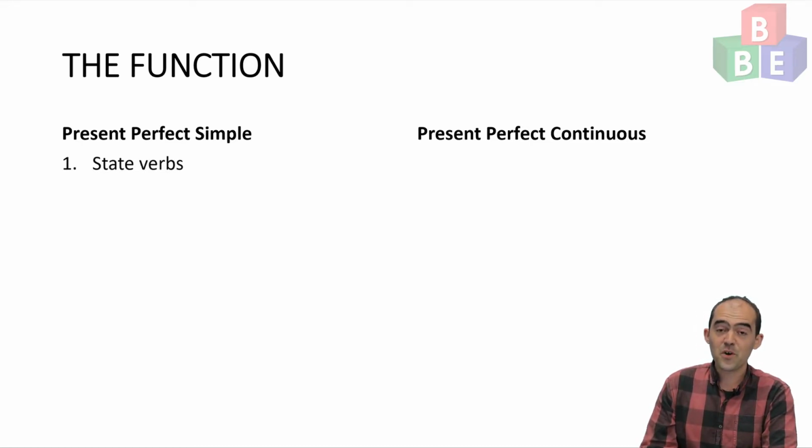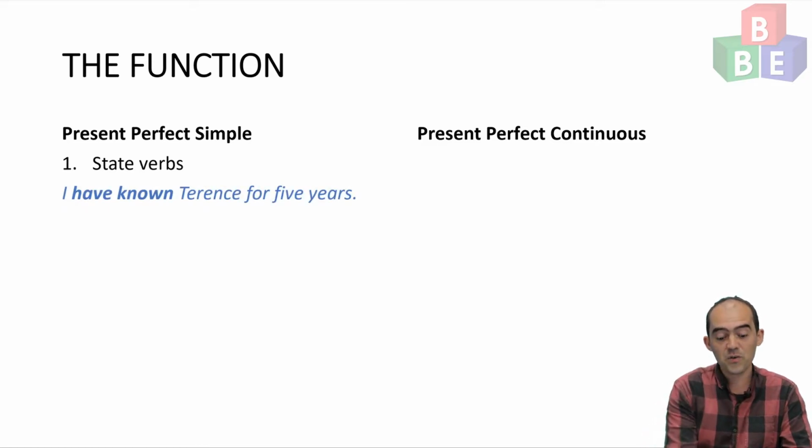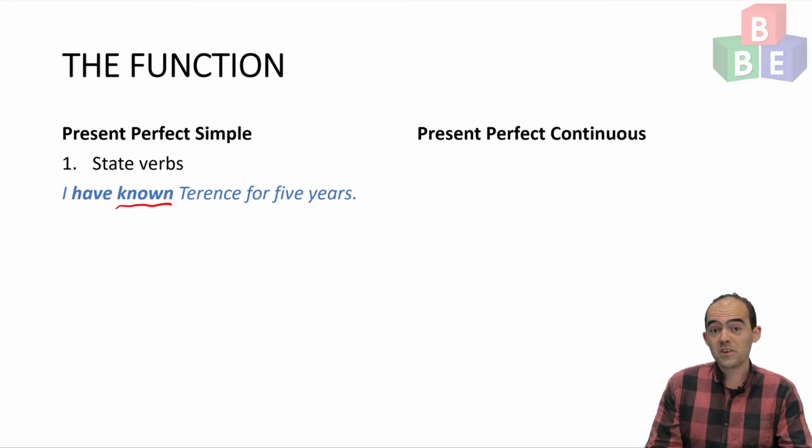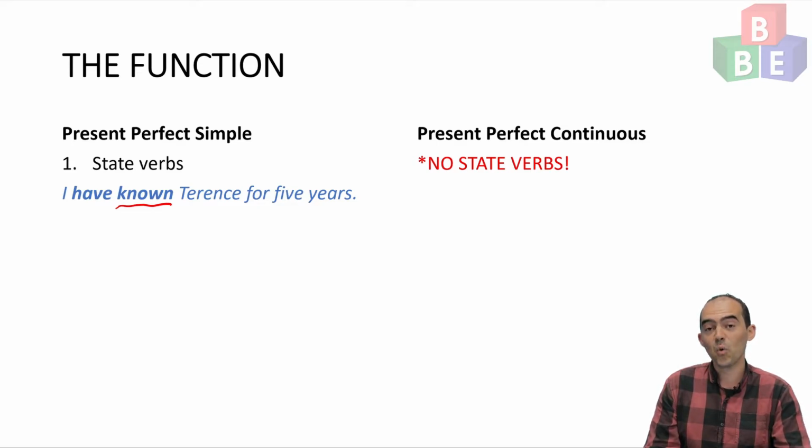So, the present perfect simple, the first thing we need to know is that it uses state verbs. For example, I have known Terence for 5 years. Know is a state verb. State verbs cannot be used in continuous tenses. So this sentence cannot exist in the present perfect continuous. If you ever have a state verb and you are talking about a past action that affects the present, it is always going to be the present perfect simple.